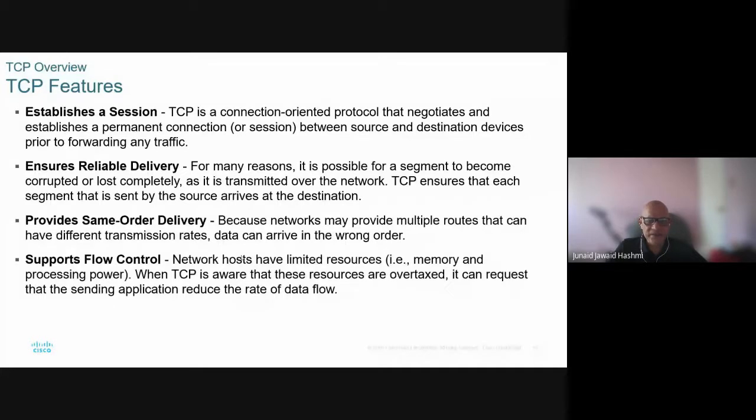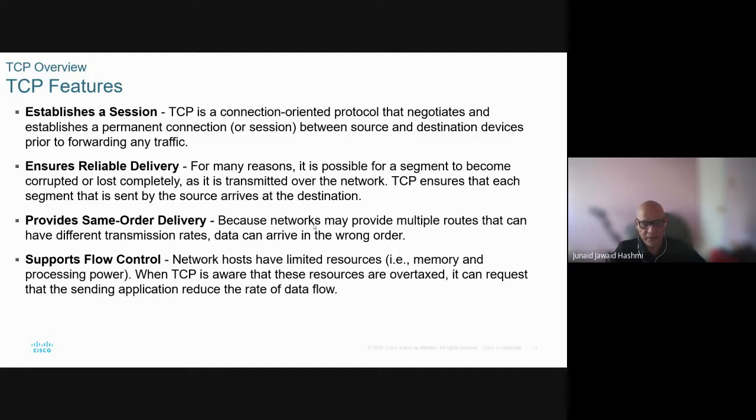So these are the TCP features. Okay, it establishes a session. Since it's a connection-oriented protocol, it negotiates and establishes a permanent connection between source and destination. So that's one thing it does. That's a characteristic of TCP. TCP ensures reliable delivery. It ensures that each segment sent by the source arrives at the destination. Okay, it's not lost in between.